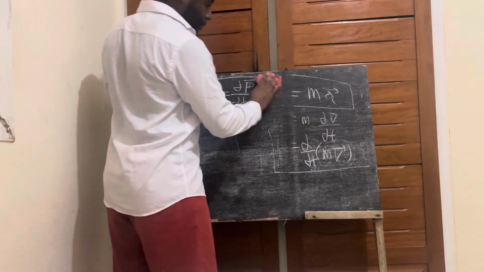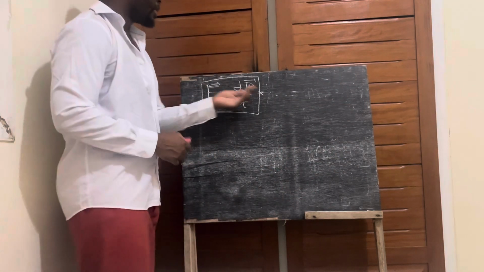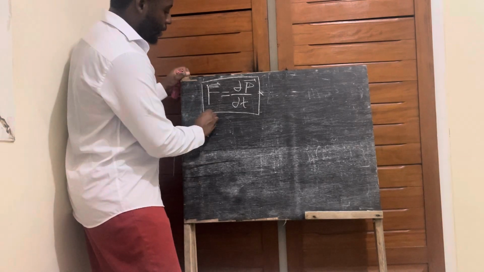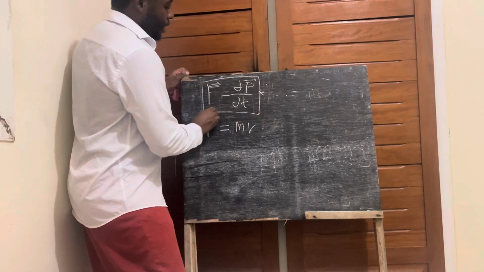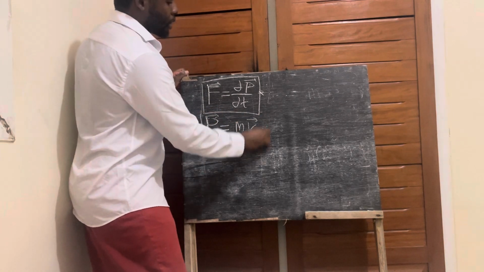Okay, anyway, this is a way of defining momentum, and another, very standard way of defining momentum is this: the vector momentum is m times the vector velocity.